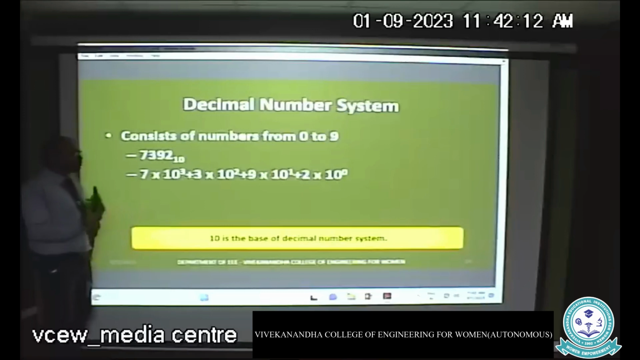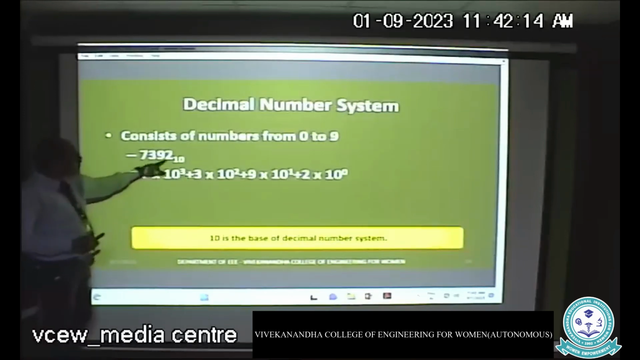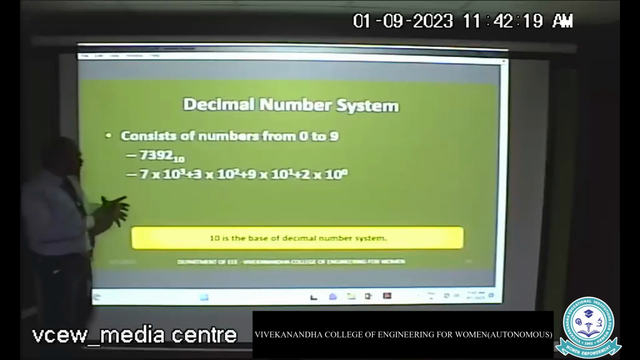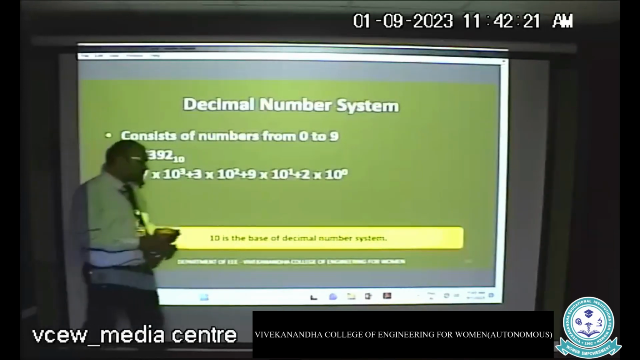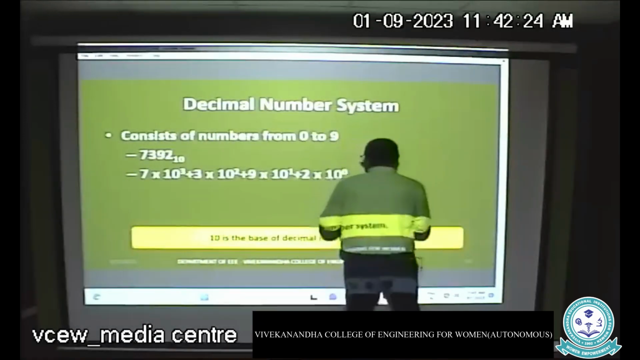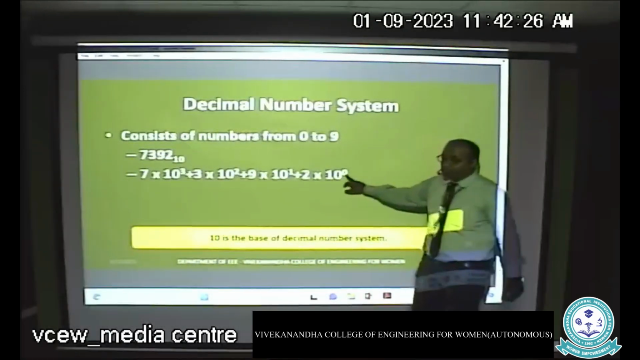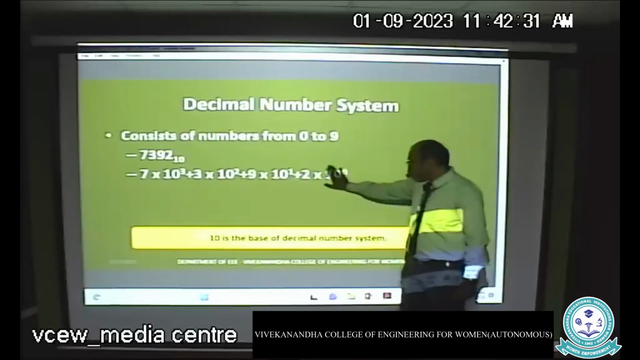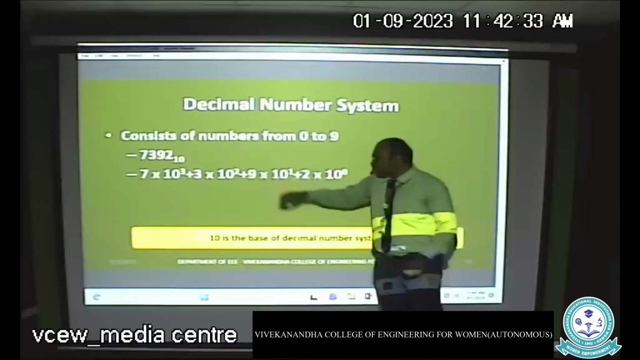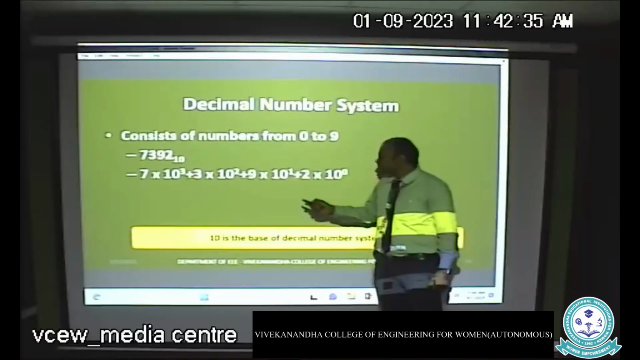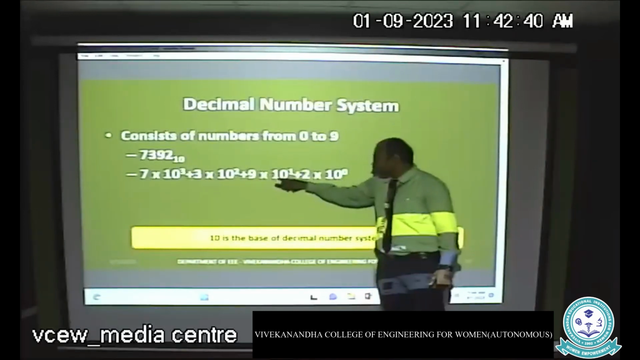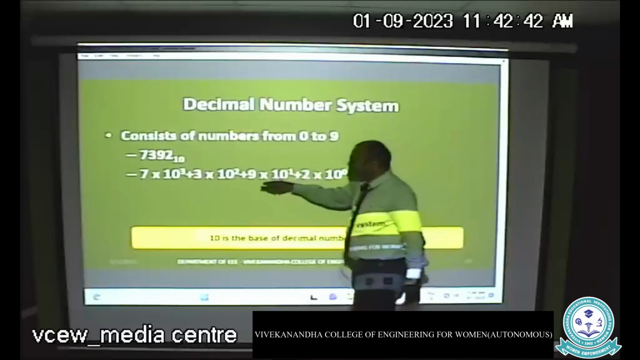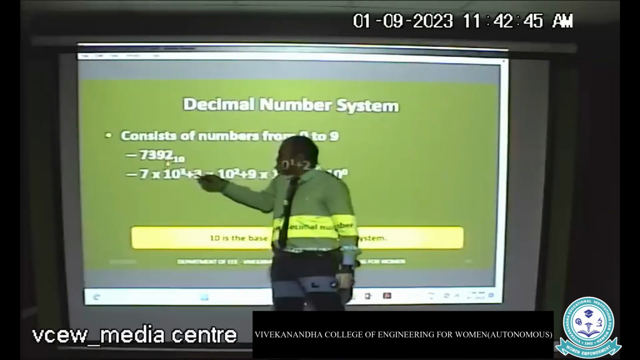How to expand this? See, this is in the ones place, this is the tens place, hundreds and thousands. If you expand this, it becomes like this: 2 multiplied by 10 to the power 0. Anything to the power 0 is 1. So 2 multiplied by 10 to the power 0 is 2. And 9 is in the tens place, so 9 multiplied by 10 raised to the power 1. And then it comes to 3, and 3 is in the hundreds place.